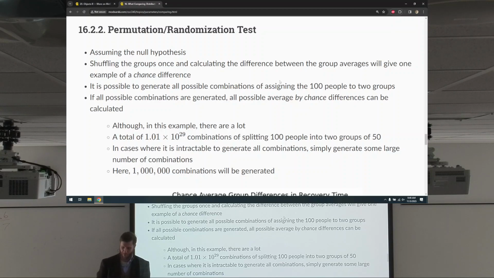So shuffling the groups once and calculating the difference between the group averages will give one example of a chance difference. So that's another chance difference. I'll shuffle them again. Now I've got two groups of 50 people and their corresponding recovery times. What's the difference in their groups? All right, this time it was like -0.2. I do it again. This time their difference is -1. I do it again. This time their difference is -0.1.